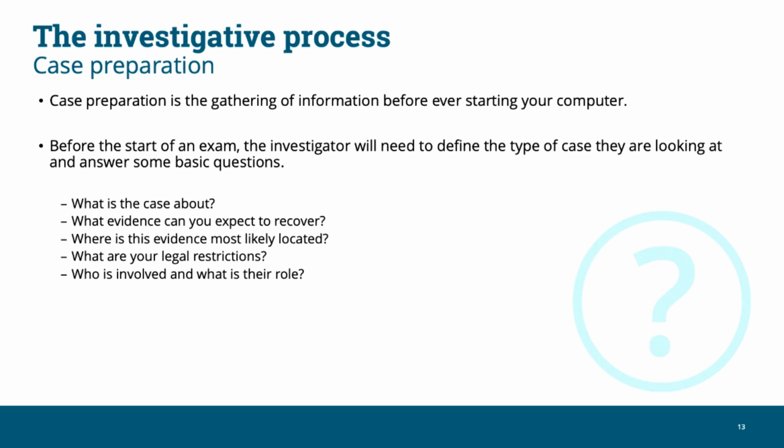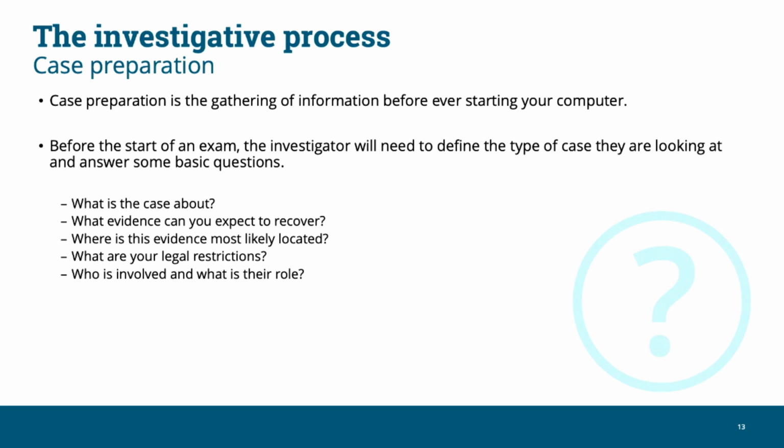The next question we want to answer is where most likely will this evidence be located on the computer itself, within the file system. To do that, we're going to have to know a little bit about where computers store certain data as a default location. We're going to talk about that throughout this course. The next thing we have to think about is what are our legal restrictions. Is there a limitation on the scope of our search warrant or on the scope of our search authority? Or is this a special case where we may be dealing with something that is proprietary property or privileged information?